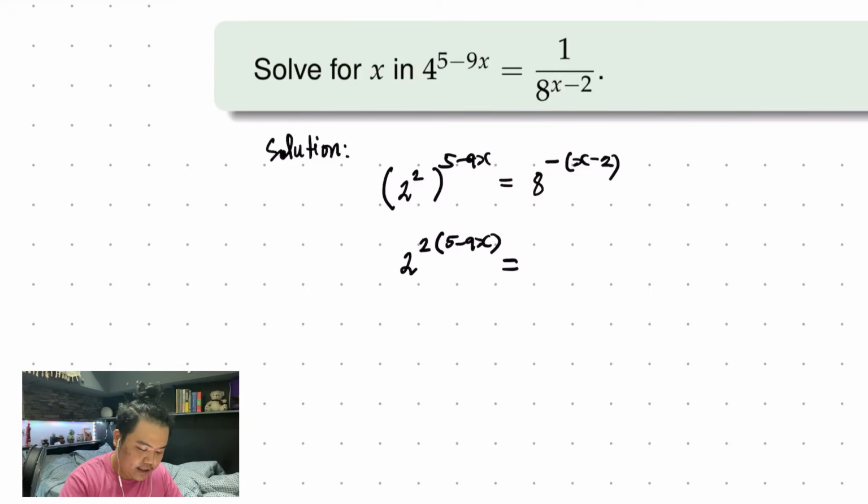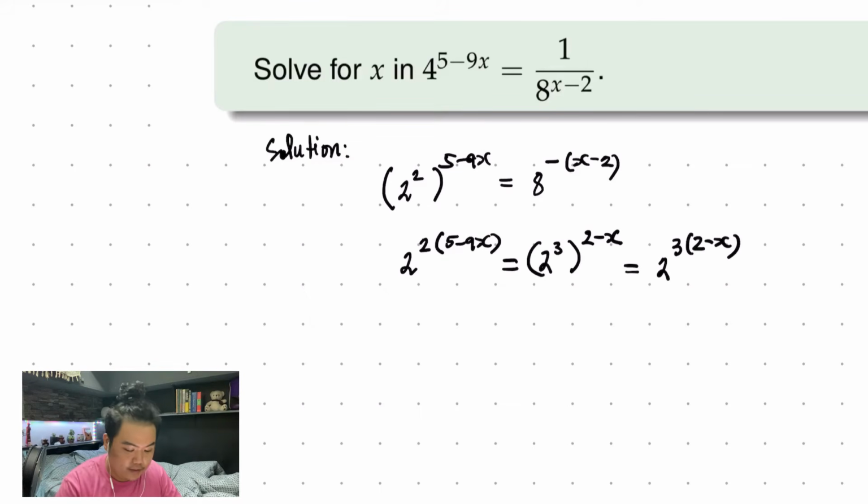And 8 is 2 cube. 2 cube raised to negative x minus 2. But what is negative x minus 2? That is 2 minus x. At ito, power to a power na naman. So you can write this one as 2 raised to 3 times 2 minus x. At kung titignan ninyo, the base is 2. You have an equality. And 2 is greater than 0, not equal to 1.